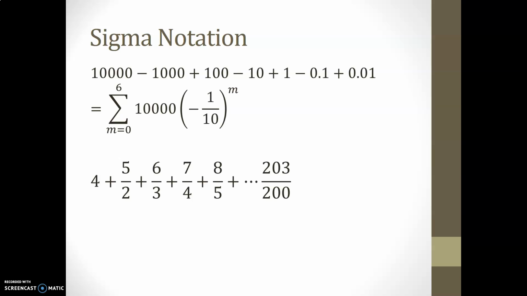Here is a sum of terms, 4 plus 5 halves plus 6 thirds plus 7 quarters plus 8 fifths, ... until 203 over 200. Perhaps you can figure out the formula or the sigma notation for this sum. Observe how the numerator is always 3 units greater than the denominator. And although it's not written explicitly, the first term could have been thought of as being 4 over 1.